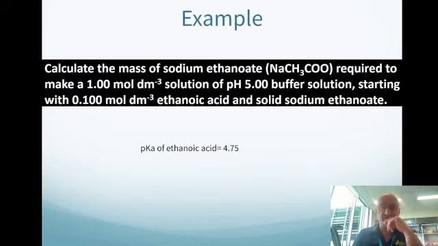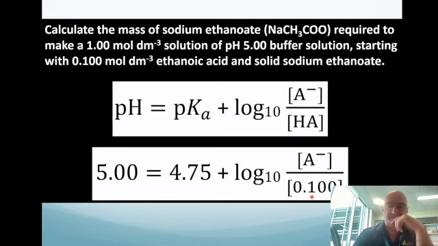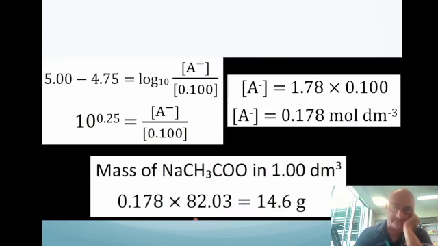Calculate the mass of sodium ethanoate required to make 1 mole per decimeter cubed of pH 5 buffer, starting with 0.1 of ethanoic acid and solid sodium ethanoate. It gives you the pKa, so we want the mass. So this is the concentration, or the amount, of the conjugate base. So, what's the mass? Well, this is a Henderson-Hasselbalch. Plug the numbers in. We've got the pH, which is 5. pKa was 4.75. A-, we want to know, that's the conjugate, that's the sodium ethanoate, over 0.1, which is given for the concentration of the ethanoic acid.